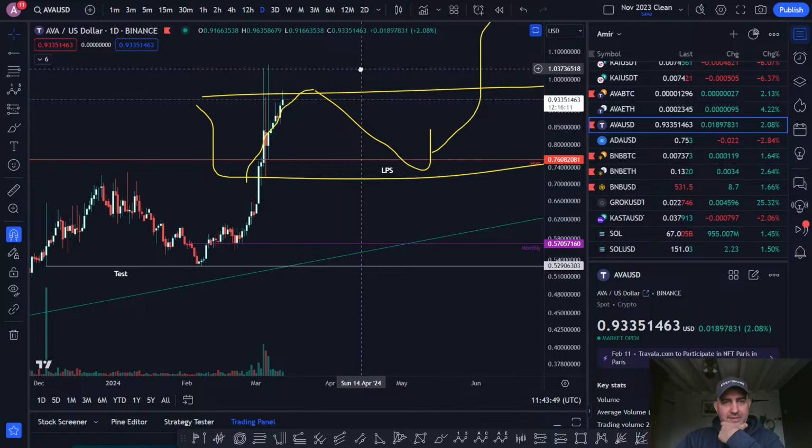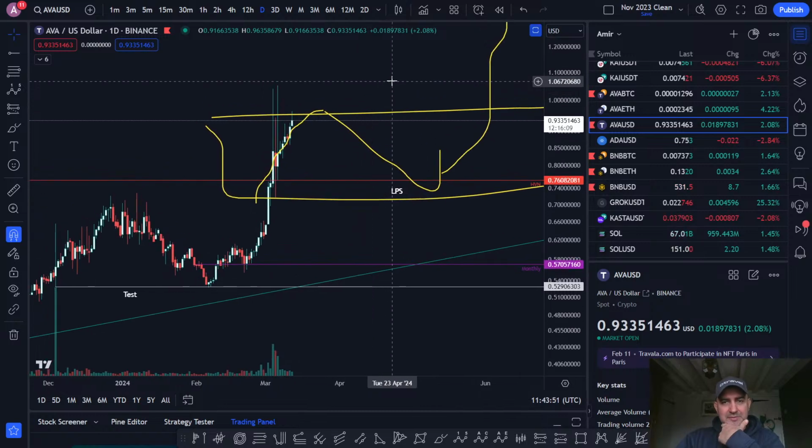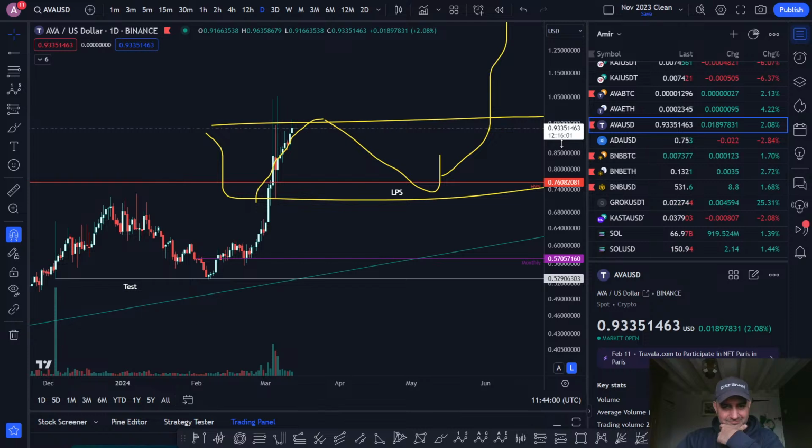Oh god, Ava is pumping like there's no tomorrow. Amazing. 93 cents. Wow. Look at that volume. Well done, Ava.